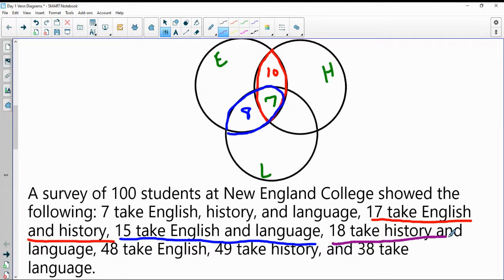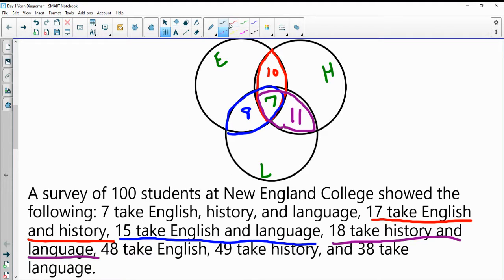Then I've got 18 for history and language. So if I'm looking at history and language, it is this place. History and language, but not English, would just be this part. So they're just saying history and language, which is anything in this purple part. So if I've got 18, I have to get rid of these 7. I don't want to count those 7 again. So 18 minus 7 gives you 11.